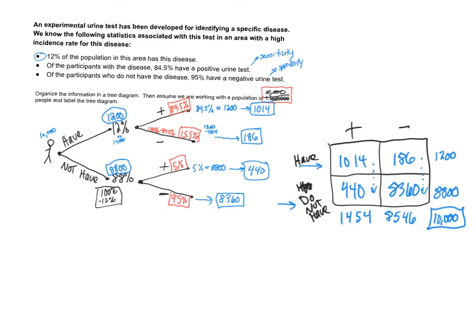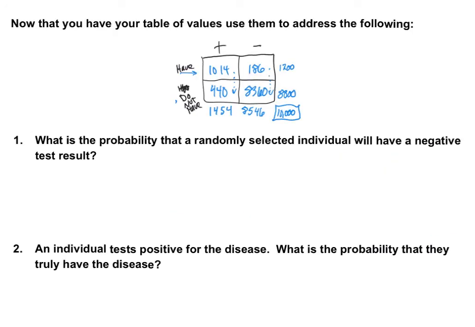We want to be able to calculate some probabilities. And notice we've completed quite a bit of work already. The first thing that we really need to do is frame and organize this information with a tree diagram. So we have our organized table where we know the number of people that have and do not have the disease, as well as those who test positive and do not. And we want to calculate some probabilities. The first one is: what's the probability that a randomly selected individual will have a negative test result? In probability notation, this is the probability that this person has a negative result. We can think of this as a percent as well.